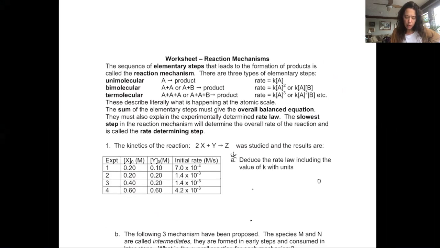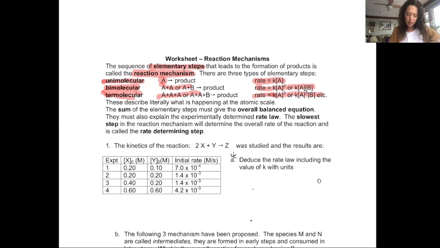Now, remember we looked at elementary steps. And if we combine those elementary steps, we have a reaction mechanism. Remember, elementary steps could be unimolecular, bimolecular, or termolecular. And remember that we could write a rate law based on the reactants in an elementary step. You just did that. Well, we will apply that here.